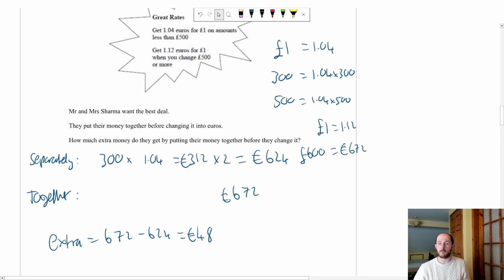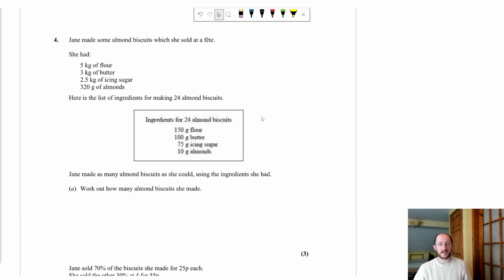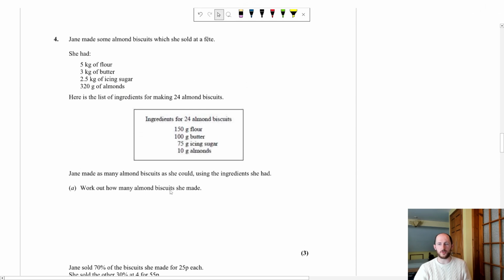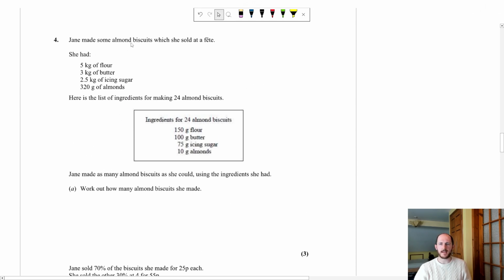We've actually got one of the fatter foundation questions that I've actually come across. Like, look at this, 6 marker for a part B. Good lord. Okay, so Jane made almond biscuits, which she sold at a fair. She had 5 kg of butter, and a bunch of other ingredients.